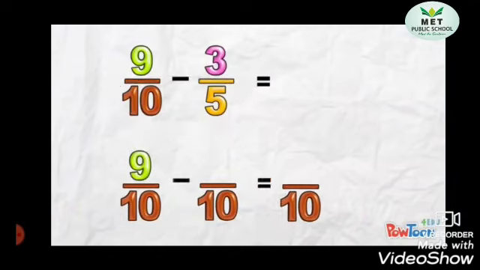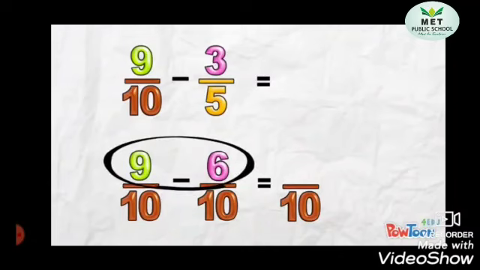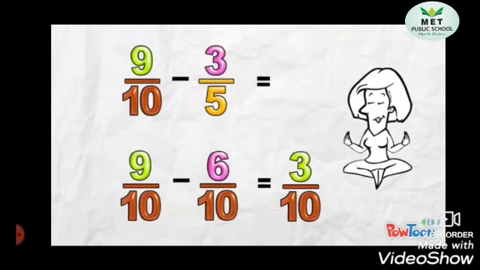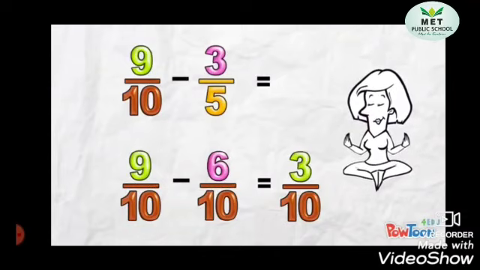So 10 ones are 10. So 9 ones are 9. 5 2s are 10. So 3 2s are 6. Your numerator will be 6. You are having same denominator, keep the denominator as it is. Numerator is subtracted, 9 minus 6 which is 3. So your answer is 3 by 10.